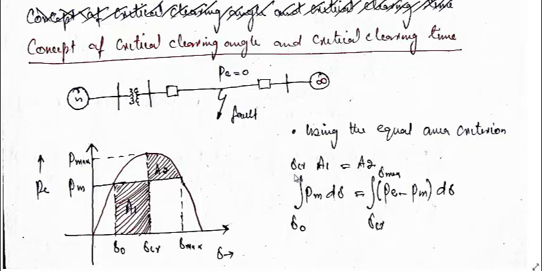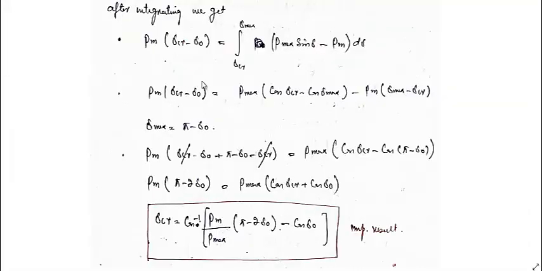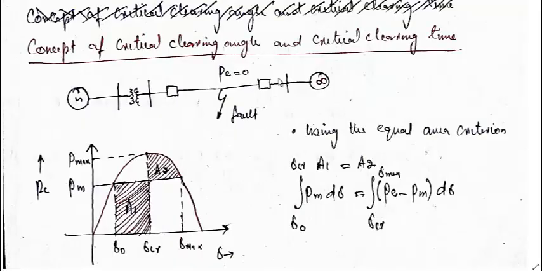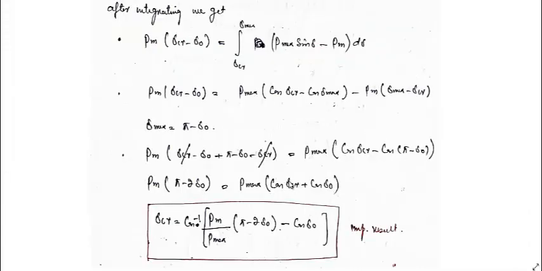So using the equal area criteria, A1 is equal to A2. That means the area under Pm d delta from delta naught to delta CR should be equal to the integral of Pe minus Pm from delta CR to delta max. Now Pm, when we integrate it, since Pm is constant, will remain, giving delta CR minus delta naught, and the integral of Pmax sine delta minus Pm d delta. So this is Pmax times cos of delta CR minus cos of delta max.